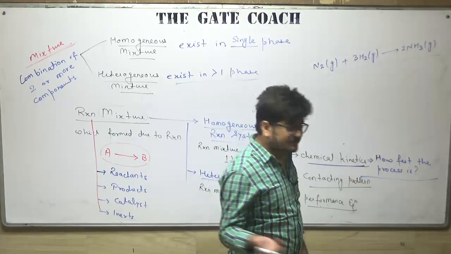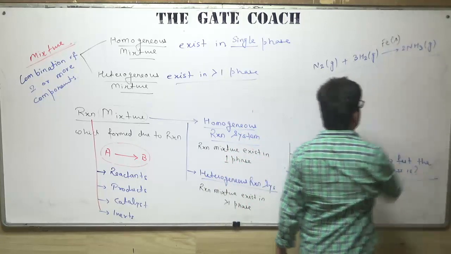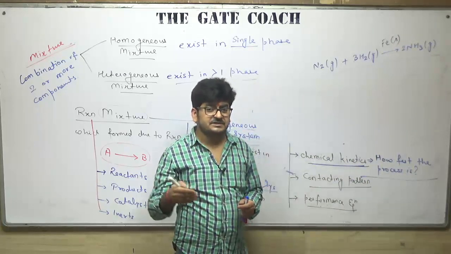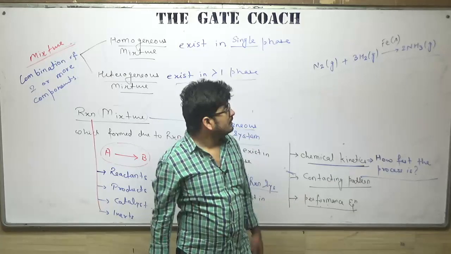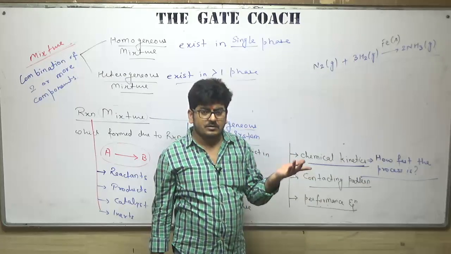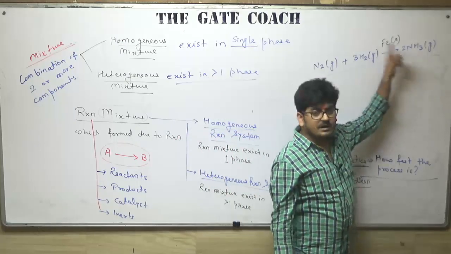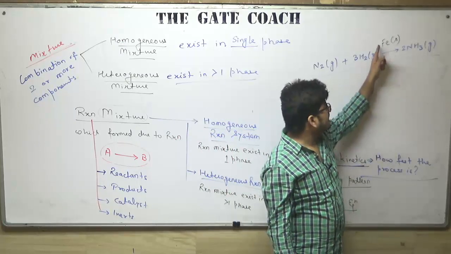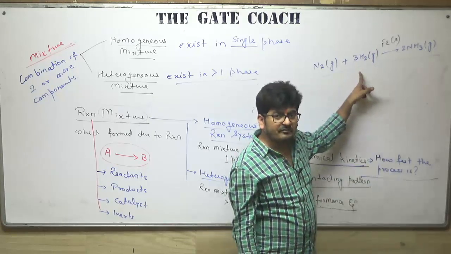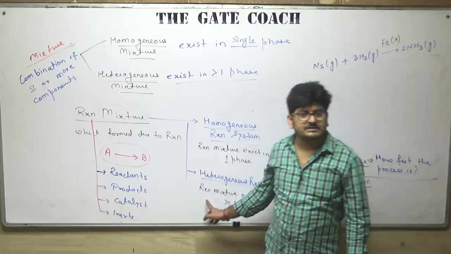Okay, and if we use a catalyst, and in ammonia synthesis we know that normally we use iron as a catalyst. So if we use iron as a catalyst which is in solid phase, now we know that gases and solids are immiscible. So you can see reaction mixture exists in more than one phase, solid and gas. This reaction mixture exists in two phases. So this will be the example of heterogeneous reaction system. I hope it is clear to all of you.